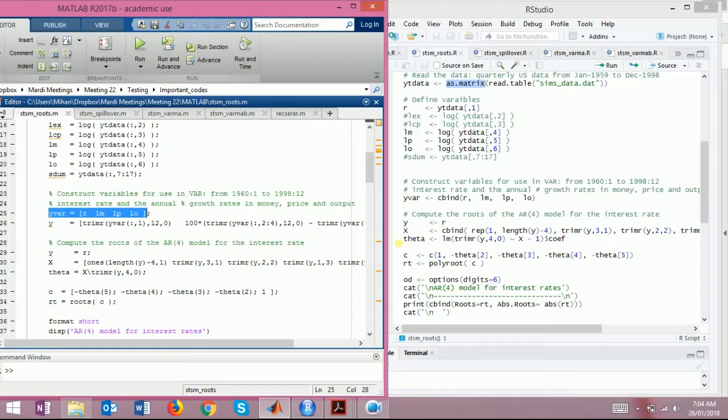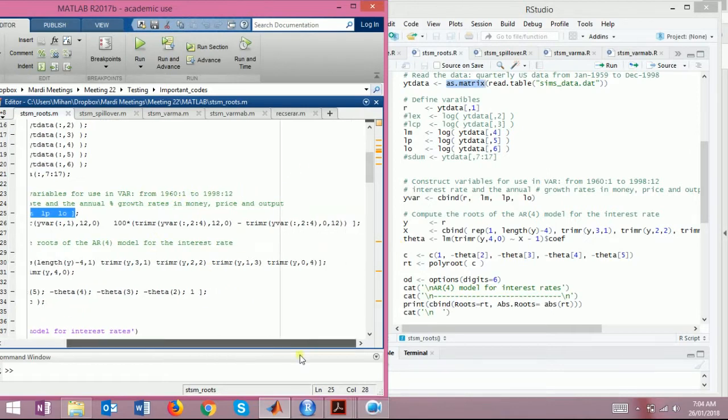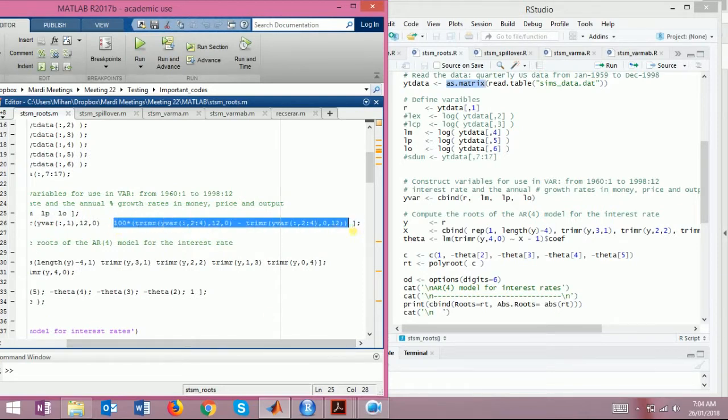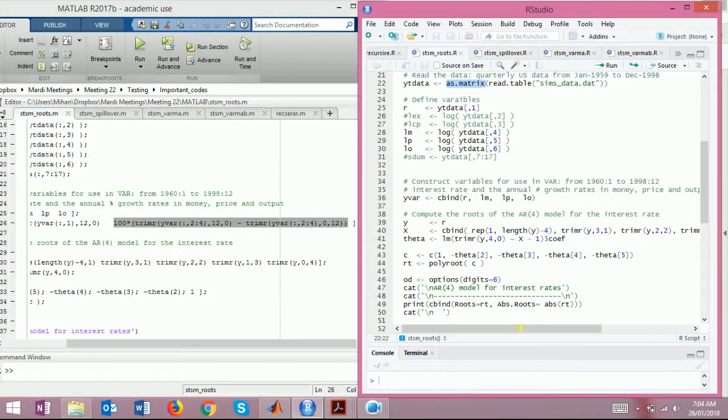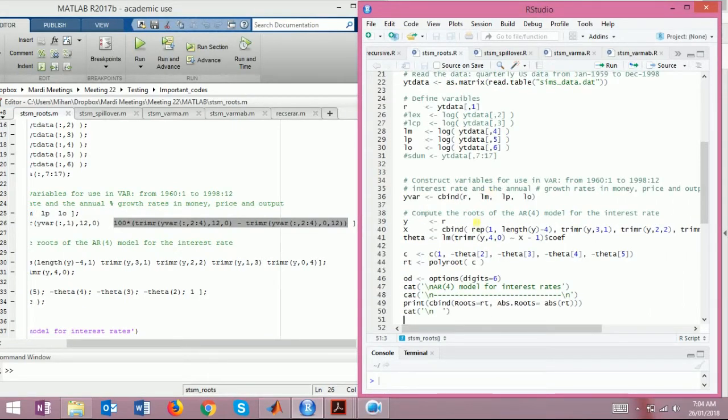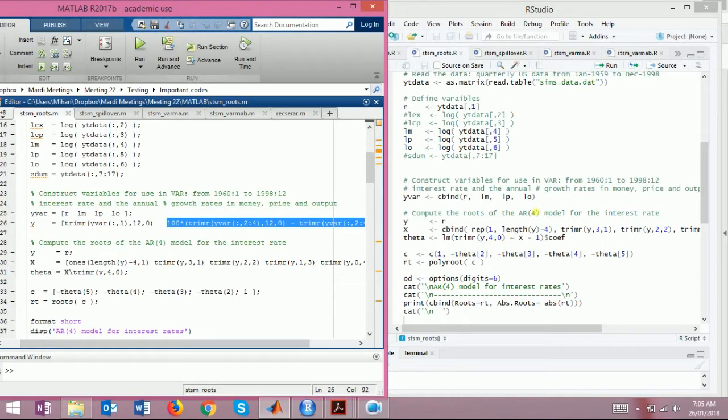Basically, we need to remember that for the interest rate we do not calculate annual percentage growth rate, but for everything else we calculate annual percentage growth rate. So we convert our data to annual percentage growth rate by taking the lag difference, 12. We're doing column bind here. And then we are computing the roots of the AR model for the interest rate. So we didn't find the annual percentage growth rate.